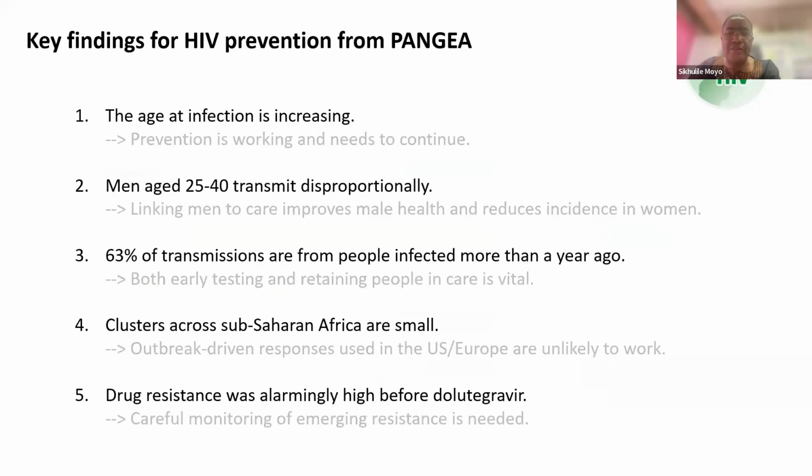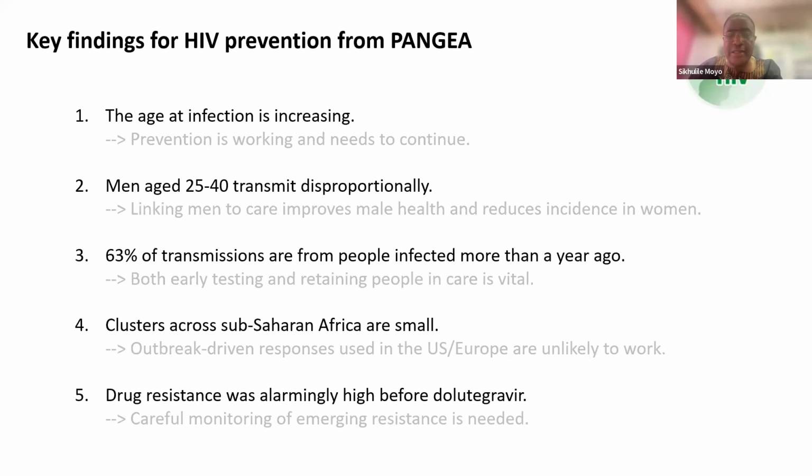So one of the key findings from the Pangea network that we have seen from our data is the age of infection is increasing. We see a disproportionate contribution of some age groups, especially men, in terms of onward transmission. We've also looked and quantified transmission sources, and we see that 63% of the transmissions are from people infected more than a year ago, meaning that it's important to keep the individuals on ART and suppressed because they still contribute to onward transmission, other than focusing on only individuals who are infected within 1 year.